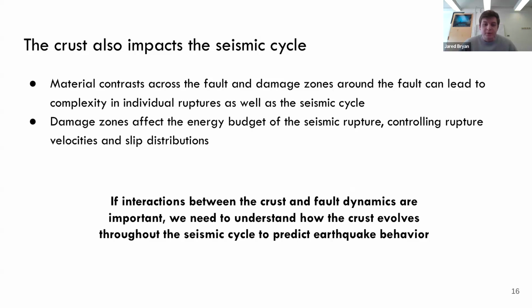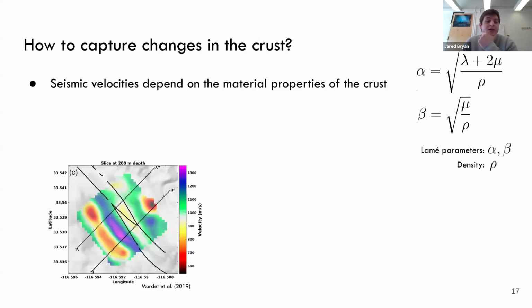So if those interactions between things that happen in the bulk and things that happen on the fault are important, then we need some method to understand the evolution of the crust, and in particular, some way to monitor stress evolution and damage that accumulates in the fault zone. And so there's many ways to do that. There's different techniques for doing that, but the technique that we use is based on measuring seismic wave velocities. So these seismic velocities depend on the material properties.